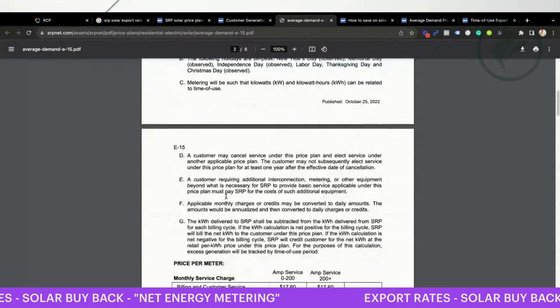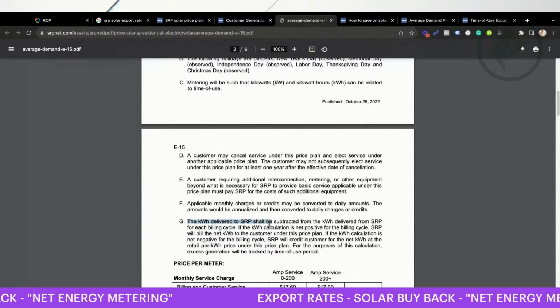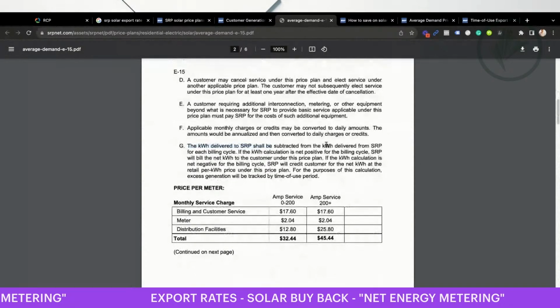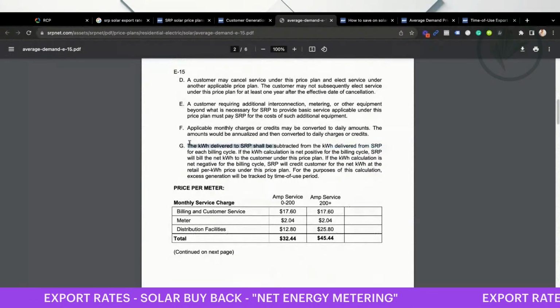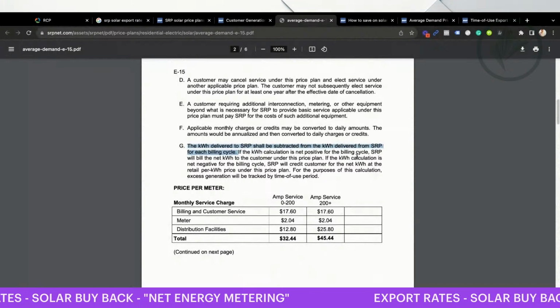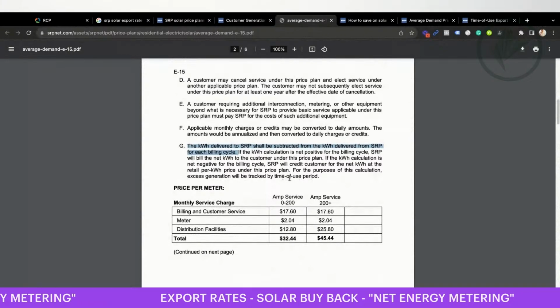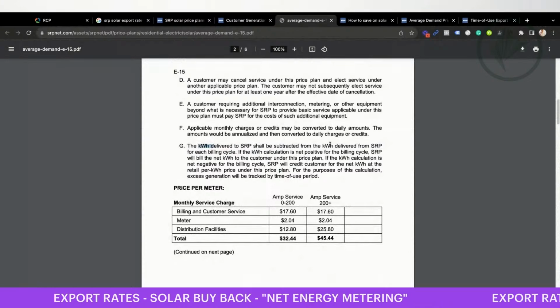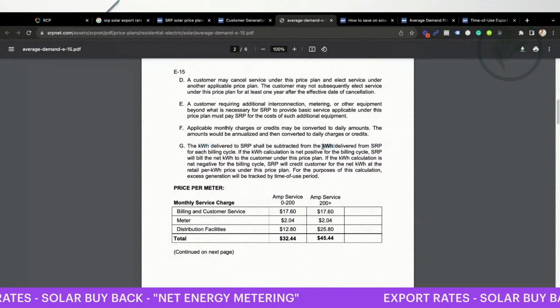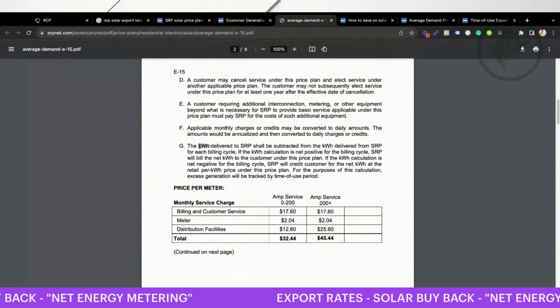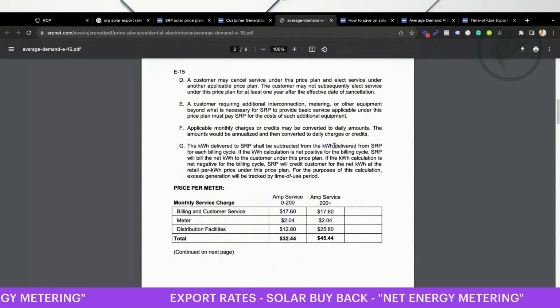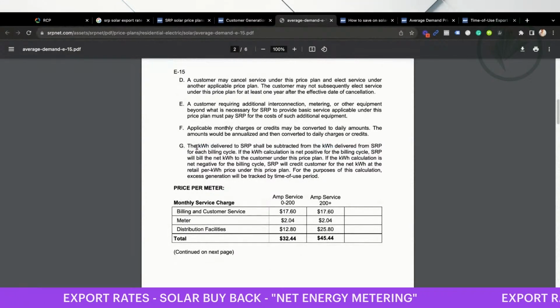The kilowatt hours delivered to SRP shall be subtracted from the kilowatt hours delivered from SRP. So that is a true net metering, one-to-one situation. But the kicker is kilowatt hours to kilowatt hours. Since this is not a dollar value, think of it like Chuck E. Cheese tokens. I don't know if I explained that in a different video, but it's an analogy that I use.